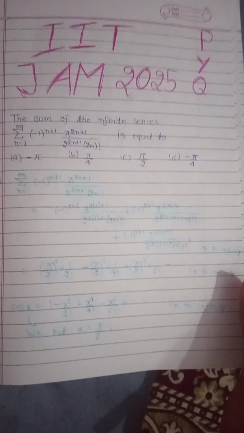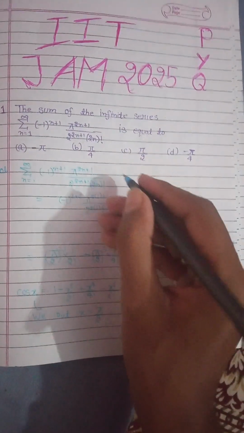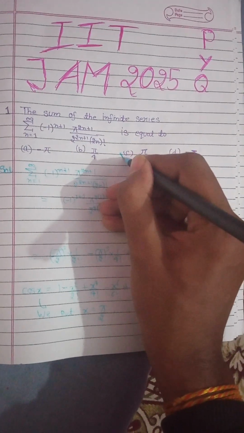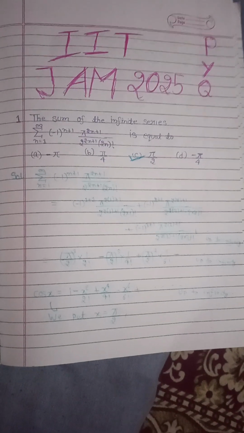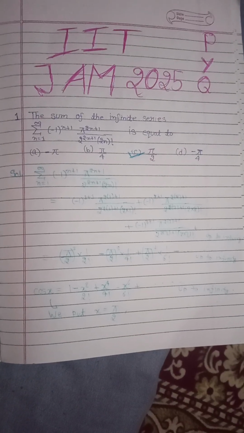And now we see pi upon 2 in option number C. Hence option C is the right answer. Hopefully you will understand the explanation clearly.